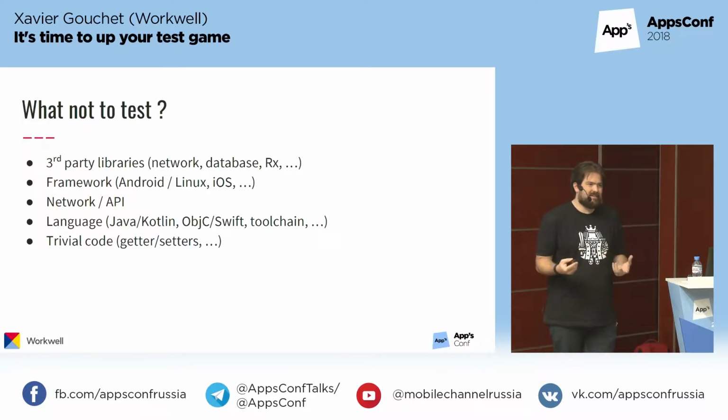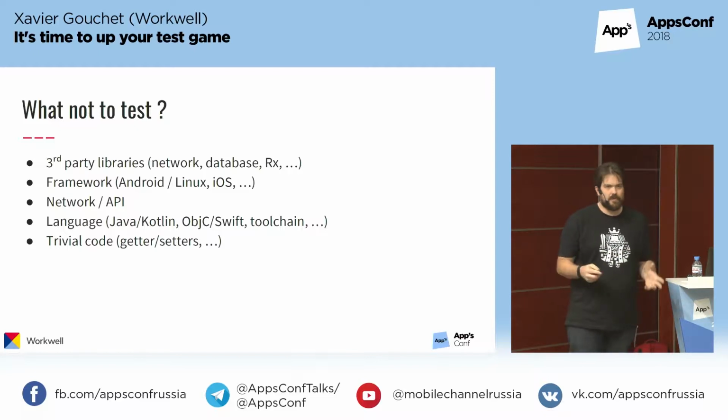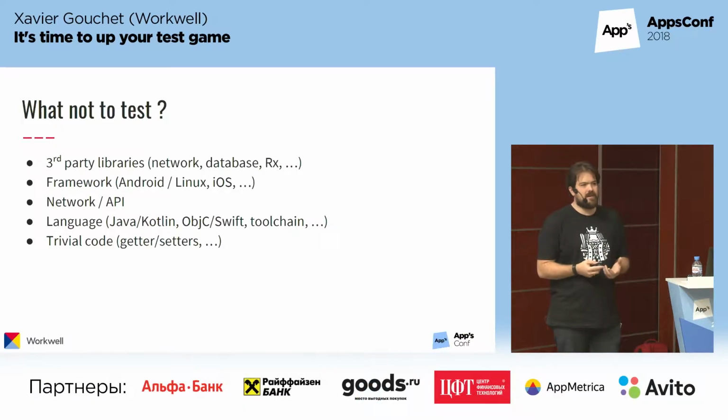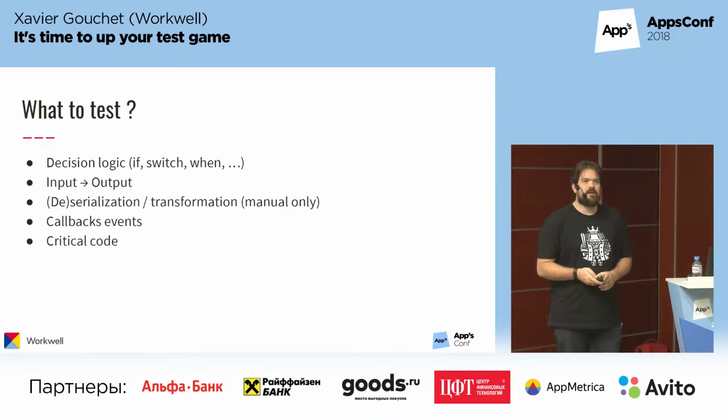Some people think they need to have 100% coverage, but we're going to say that it doesn't mean anything. So testing getters and setters is pretty useless nowadays, especially if you're using data classes in Kotlin, because everything is generated for you. So next, what do you test?